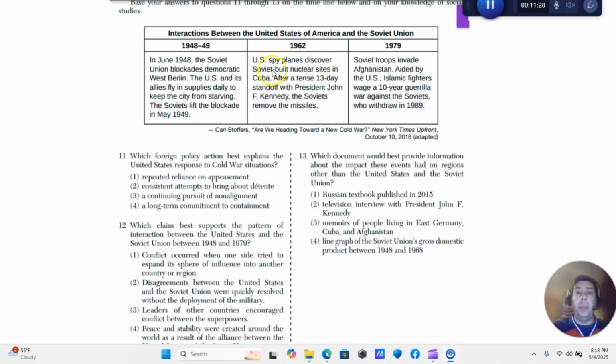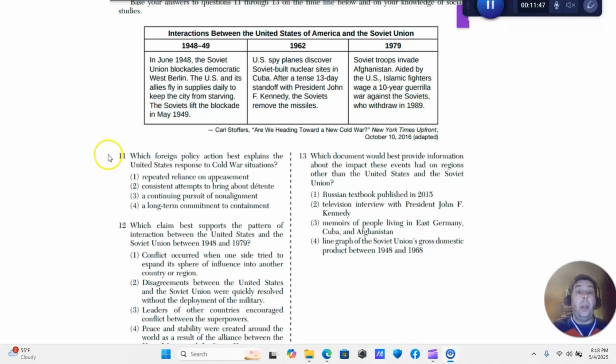1962, U.S. spy planes discover Soviet-built nuclear sites in Cuba. After a tense 13-day standoff with President John F. Kennedy, the Soviets remove the missiles. 1979, Soviet troops invade Afghanistan. Aided by the U.S., Islamic fighters wage a 10-year guerrilla war against the Soviets, who withdraw in 1989.